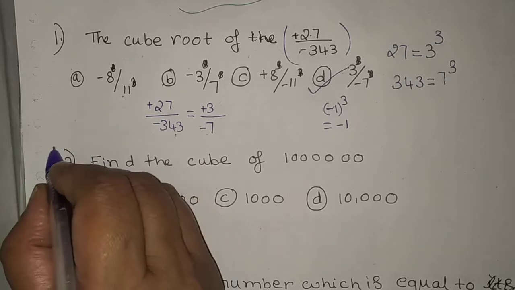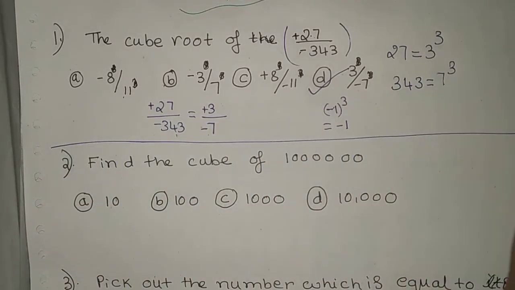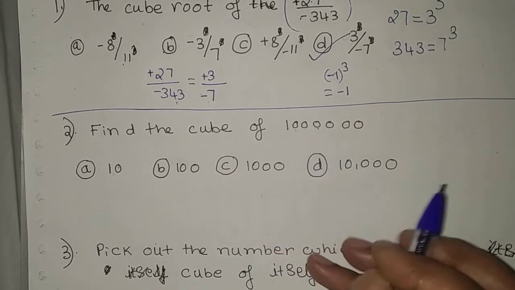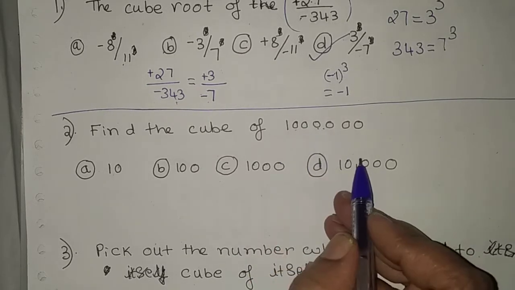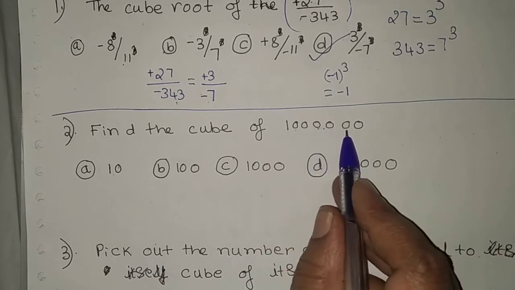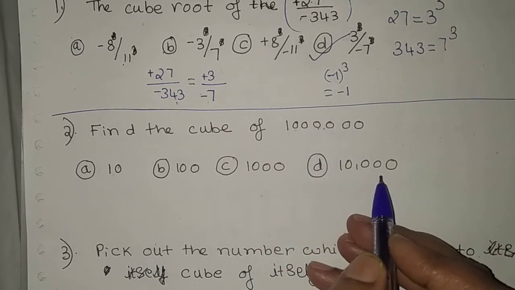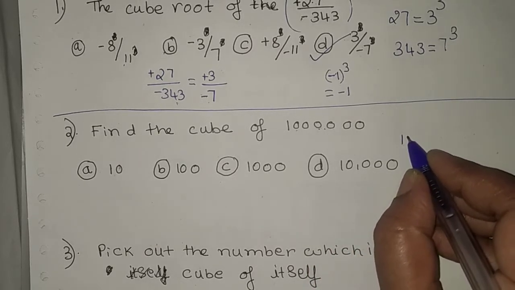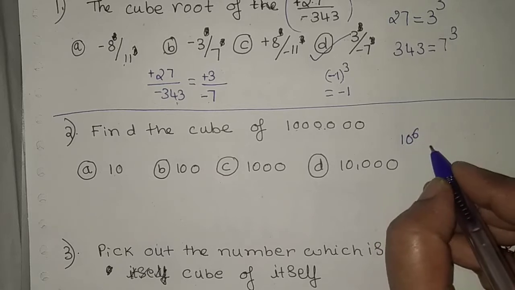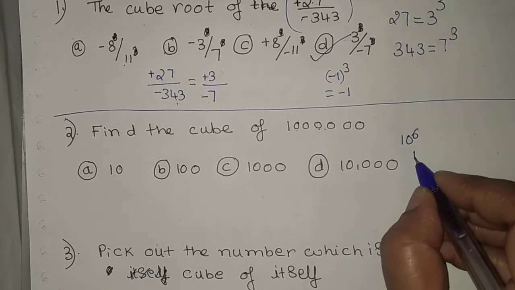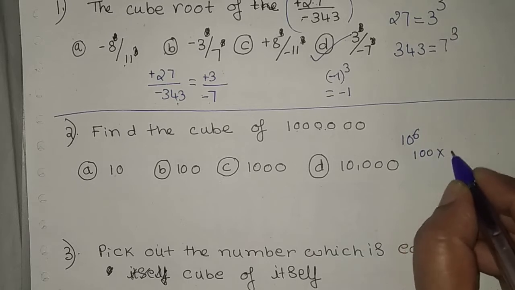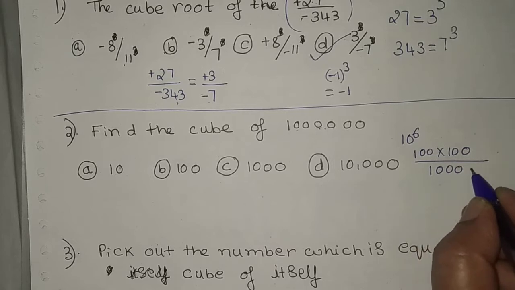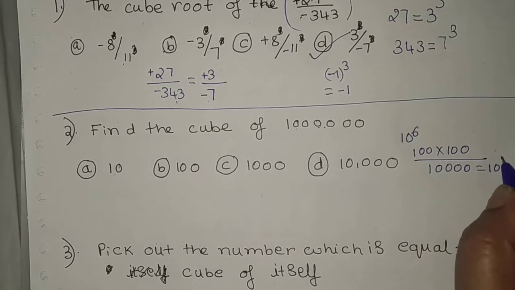Now we move on to the next one. Find the cube root of 1 followed by 6 zeros. So 6 zeros means 10 power 6. As we know, 100 into 100 will become 10 power 4.